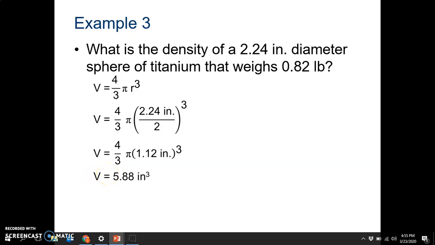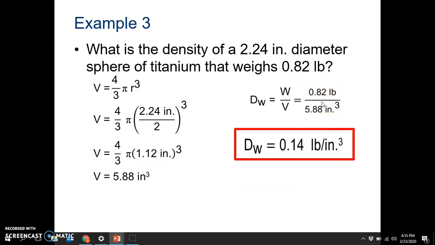I'm not looking for volume, I'm looking for density. So now I'm going to say that my density equals my weight over volume. So 0.82 divided by 5.88 gives me my final answer of 0.14 pounds per inch cubed.